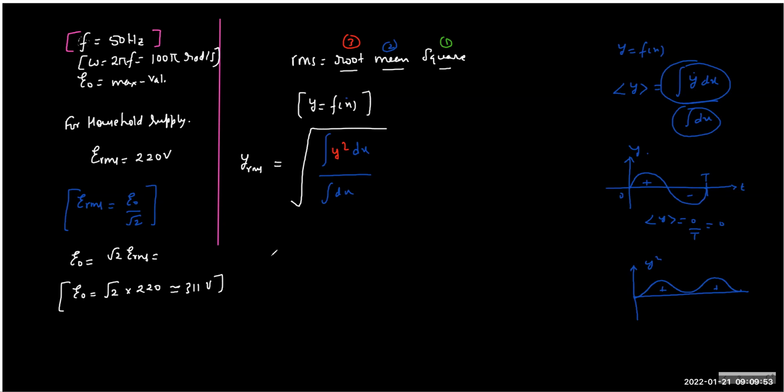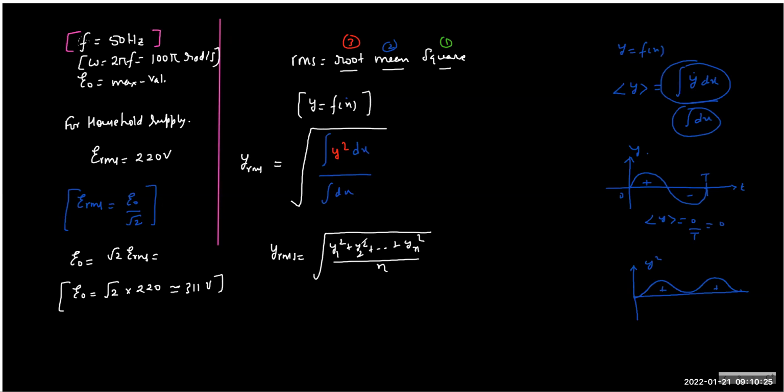For discrete quantities, the RMS is defined as follows: you square all the discrete values, and then you add all the values. This is exactly like integration, because integration means summation. Then you find the mean value by dividing by the number of variables. This is the average, and then you take the root.